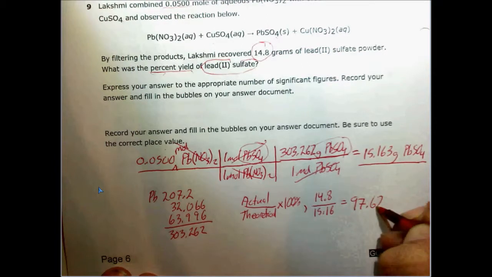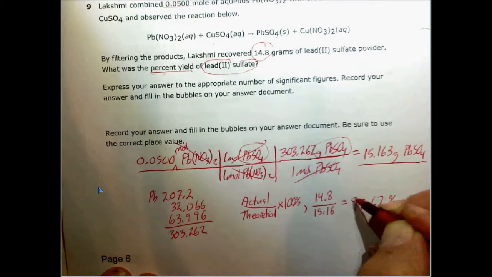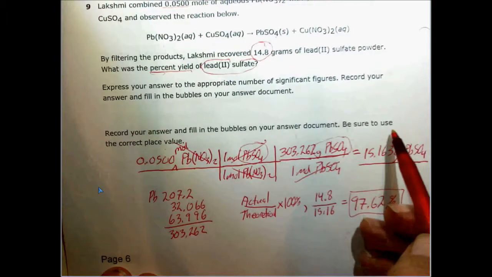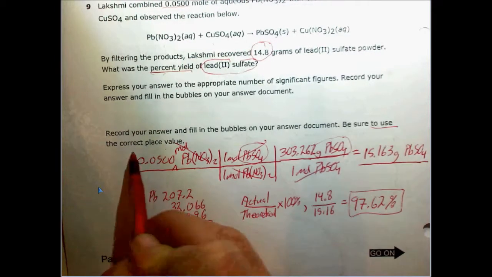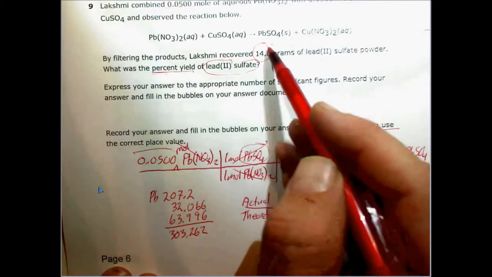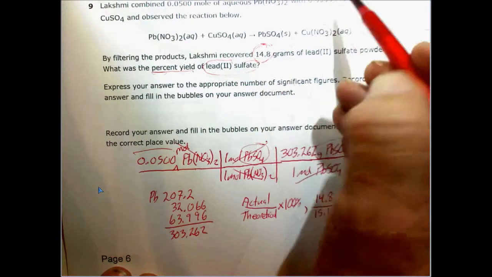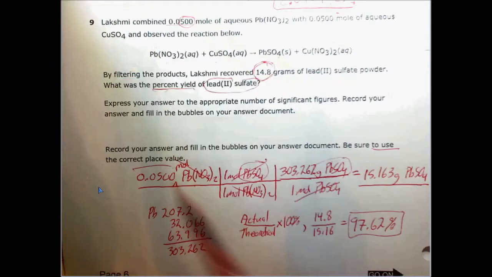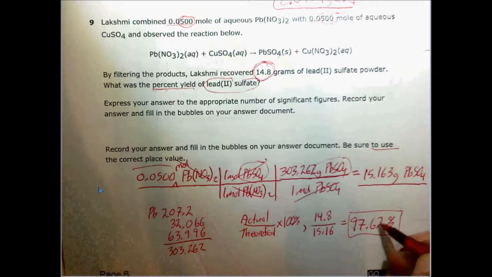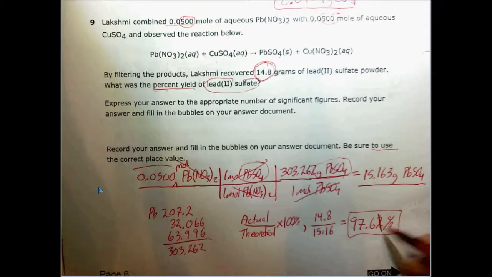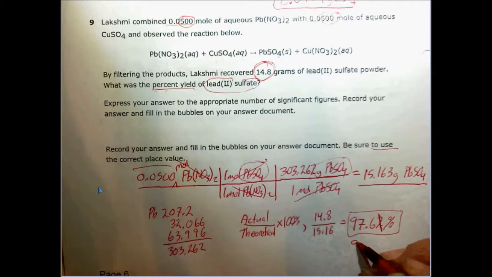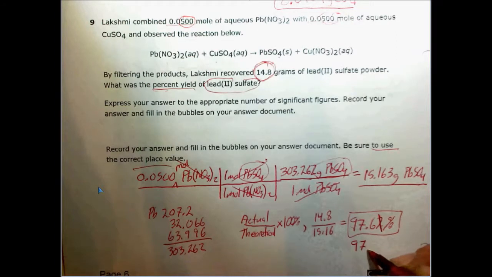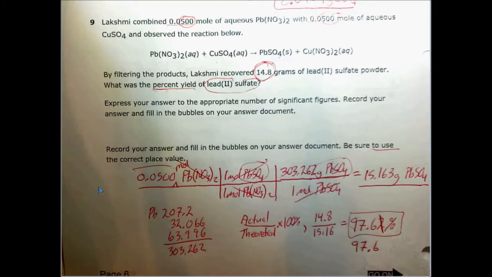97.62%. Now, it says be sure to use the correct place value. Notice that we had 3 significant figures here, 3 here, 3 here. So really I should have 3 here. So I'm going to strike off this last 2, and I'm going to record on my answer document 97.6. We don't need to record the percent.